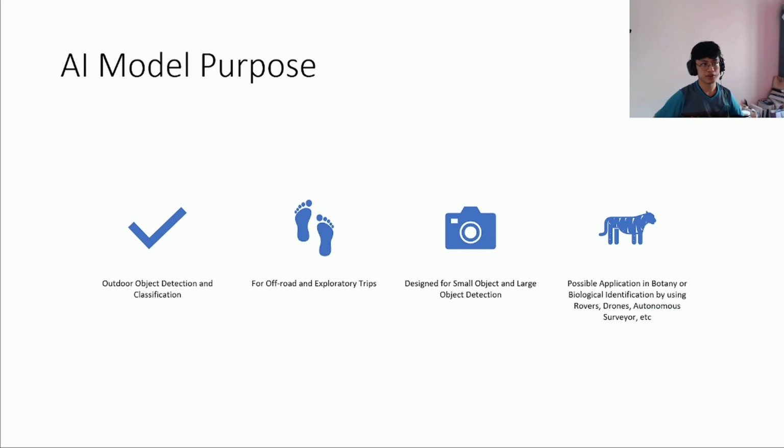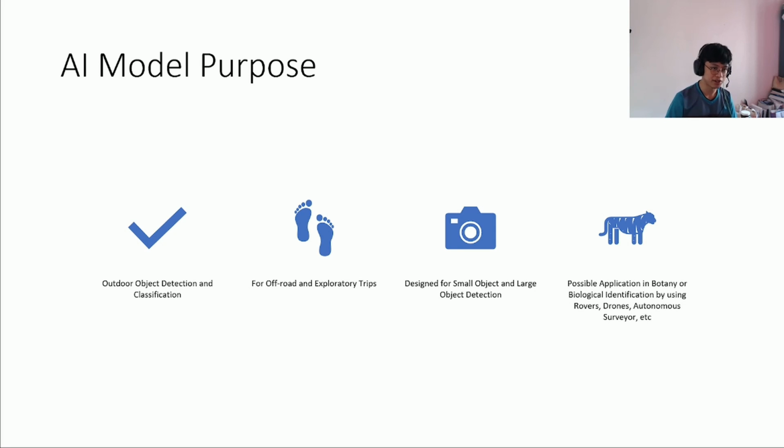The purpose of this AI, firstly, is outdoor object detection and classification, meaning it is designed for the outside world. It is also designed for off-road and exploratory trips, meaning this AI is designed to go off-road, into jungles, somewhere discreet, maybe far from human civilization. It is designed for small and large object detection, meaning you should be able to detect pebbles or flowers, and also wood, like a tree trunk, however big it is.